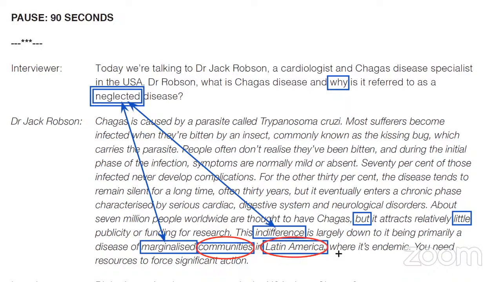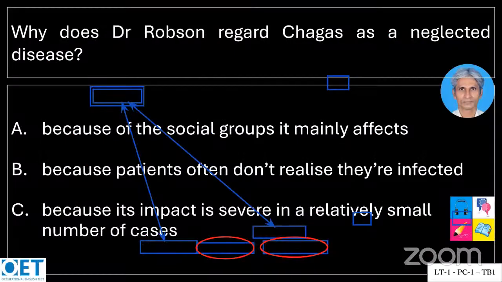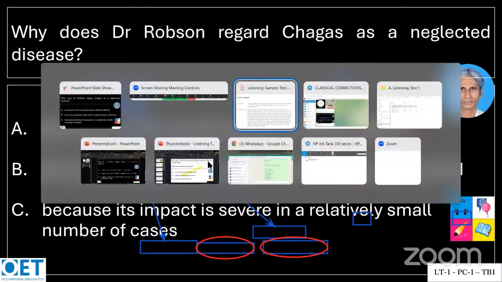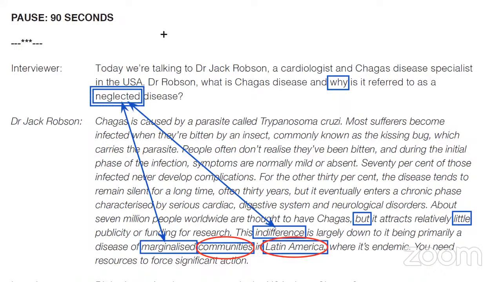Communities in Latin America: is it a group, or is it an individual, or is it a case? Come on, answer. Is it groups, or patients, or cases? Come on, give the answer. I hope you understand now. I'm not teaching the test. I'm teaching you the techniques, how to identify the words.